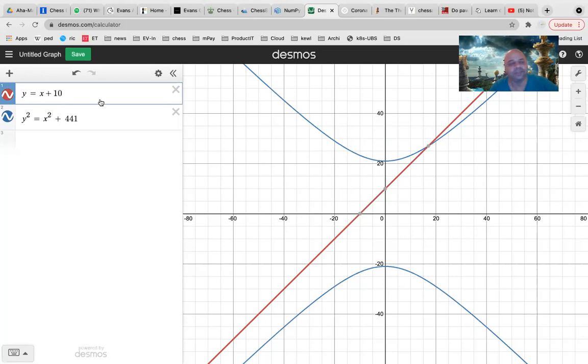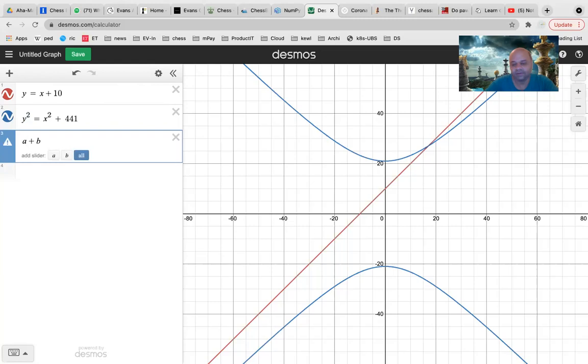And the algebraic solution is: y is equal to x plus 10. This you replace in this equation. So there is a formula there. x plus 10 the whole square is equal to x square plus 440. I think you may not have been taught yet how to expand x plus 10 the whole square, or a plus b the whole square. A plus b the whole square is a square plus 2ab plus b square, right? So how do you calculate a plus b the whole square?